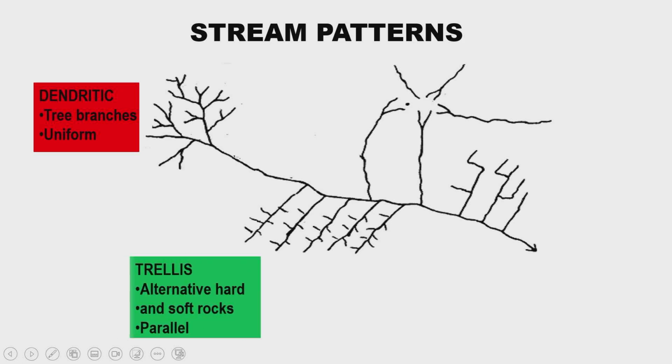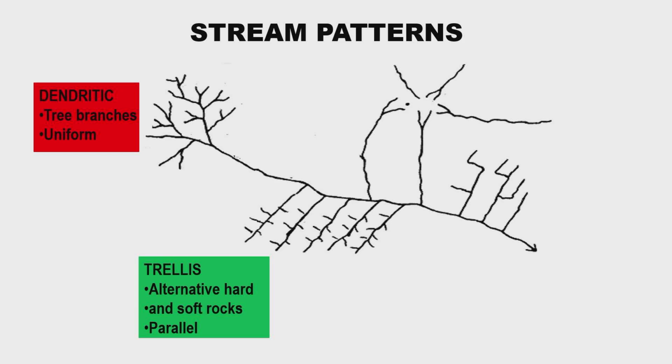The next one will be your trellis pattern. Your trellis pattern is found more in alternating hard and soft rocks, where you have the hard parts being high-lying and your lower parts being the softer parts. This often gives you streams that run parallel to each other, but with very short tributaries dropping down from the ridge to the bottom, to the trough where you actually get the river itself.